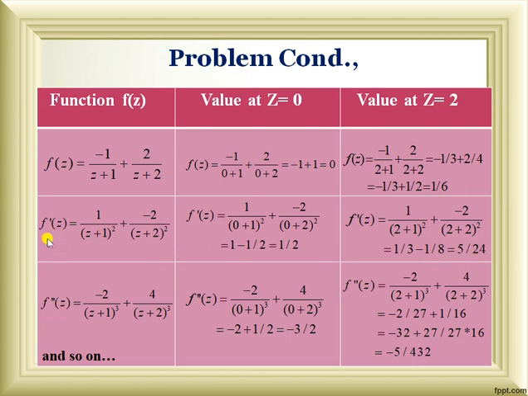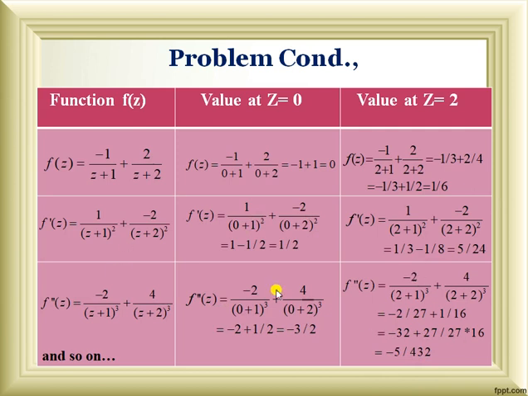Likewise, I'm finding the second derivative f double dash of z. I differentiate this f dash of z with respect to z. So 1 by (z plus 1) the whole square differentiates to minus 2 by (z plus 1) the whole cube. And 1 by (z plus 2) the whole square differentiates to minus 2 by (z plus 2) the whole cube. Minus 2 into minus 2 becomes plus 4. Therefore, I am substituting z equal to 0 and z equal to 2. That gives the values minus 3 by 2 and minus 5 by 432.